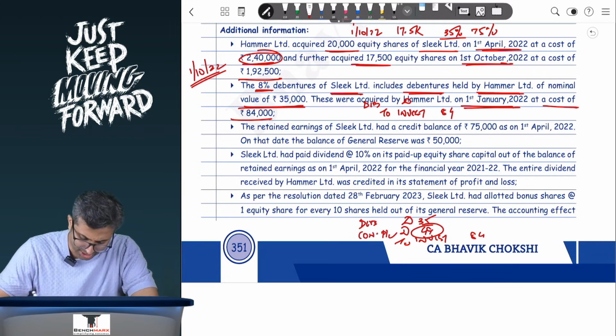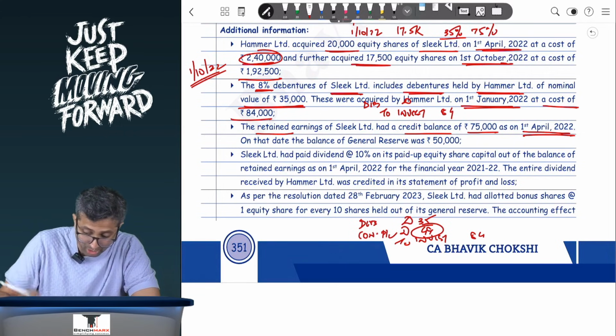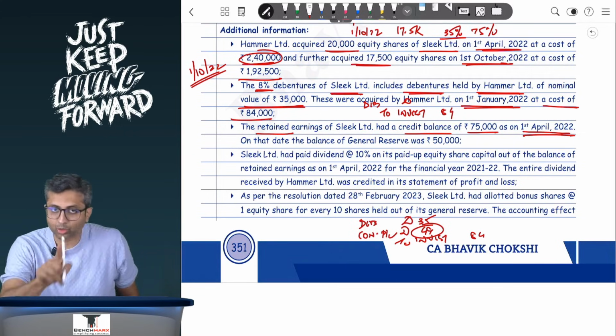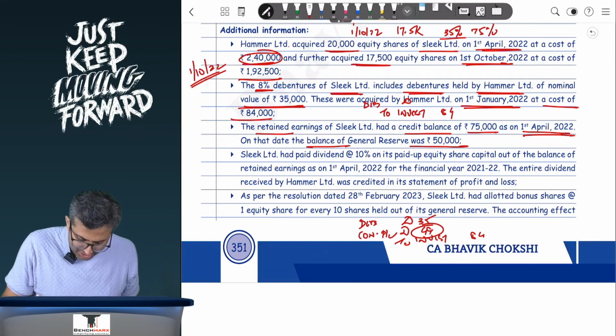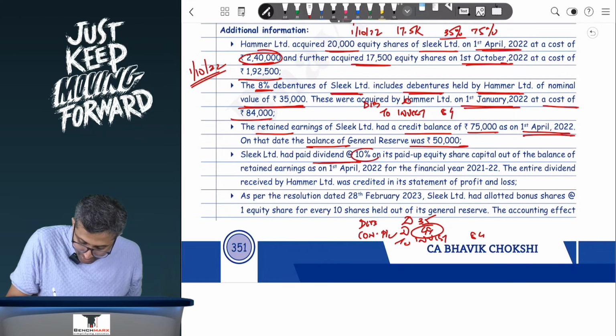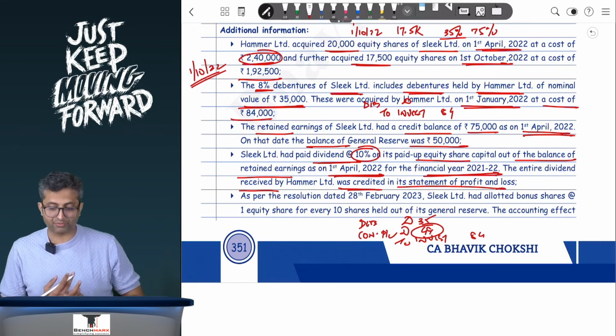We'll do the process. The retained earnings of Sleek had a credit balance of 75,000 on 1st April 2022. This is 6 months before control was acquired. On that date, the balance of general reserve was 50. That is fine. Sleek had paid a dividend of 10% on its paid up share capital out of the balance of retained earnings on 1st April 22 for the financial year 21-22. The entire dividend was received by Hammer and was credited in the statement of profit and loss.